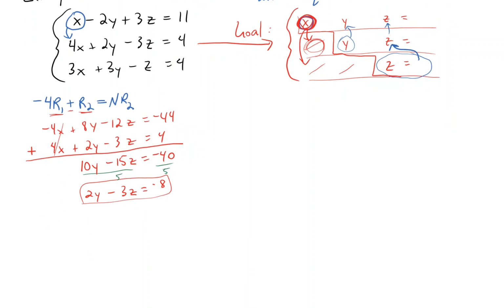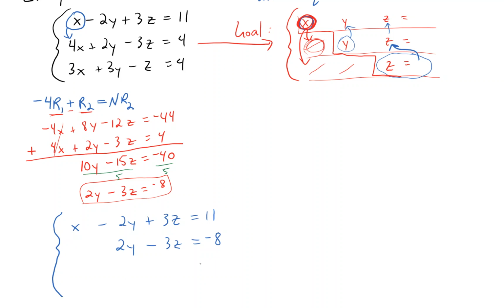Okay, so let me write an equivalent system as we go along here. So row 1's not going to change. Row 1 has x, y, and z, so I'll leave him there. x minus 2y plus 3z equals 11, didn't change. But my new row 2 is what we just figured out. Positive 2y minus 3z equals negative 8. Notice that I'm keeping my x column, my y column, my z column, and my equals column all lined up the best I can. That helps a lot.